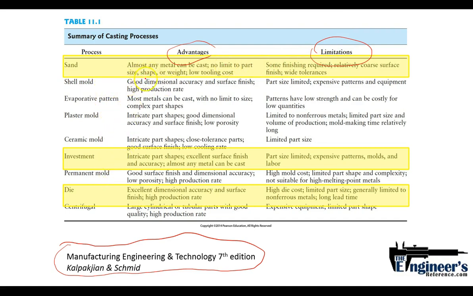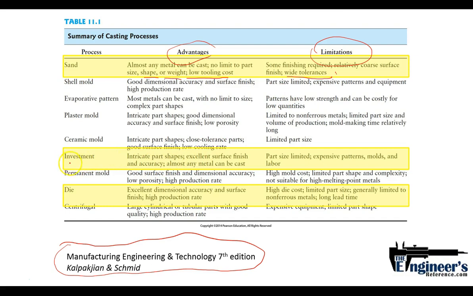If we look at sand casting, the shape is not an issue. Weight is not an issue, and it's very inexpensive. But some of the downsides: they tend to not have very good surface finish, so you are going to have some machining done afterwards. They tend to be relatively coarse and not very precise, so wide tolerances.